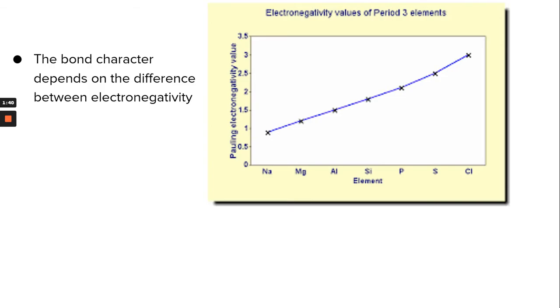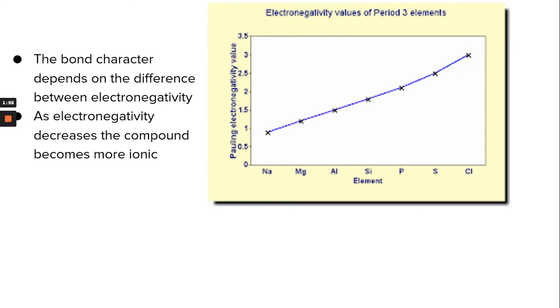The bond character, whether it's ionic or covalent, depends on the difference between the electronegativity values. And so as you can see, as you go across that row or period 3, you have an increase in electronegativity. As the electronegativity decreases, the compound becomes more ionic. So that's why your sodium, magnesium, and aluminum form those ionic compounds, where the phosphorus and the chlorine are going to form covalent, and the sulfur.